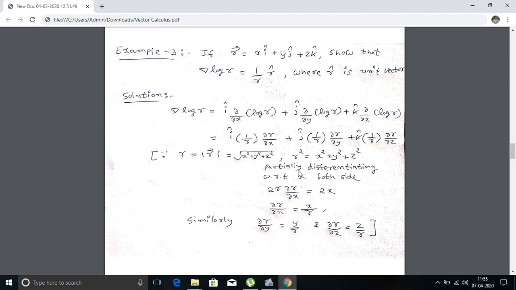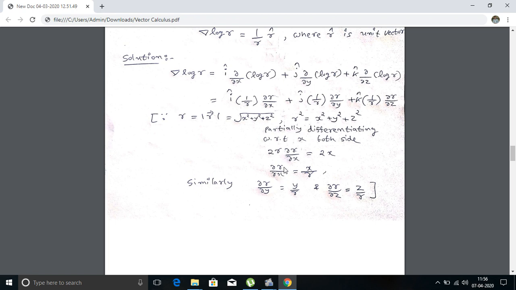For that, partially differentiating both sides with respect to x. So what is differentiation of r² with respect to x? So first of all we will differentiate r² with respect to r, then we will differentiate with respect to x. So this can be written as 2r into ∂r/∂x. Clear? And partial differentiation of x² is 2x. Partial differentiation of y² and z² will be 0. Okay. So final answer will be ∂r/∂x is equal to x divided by r.